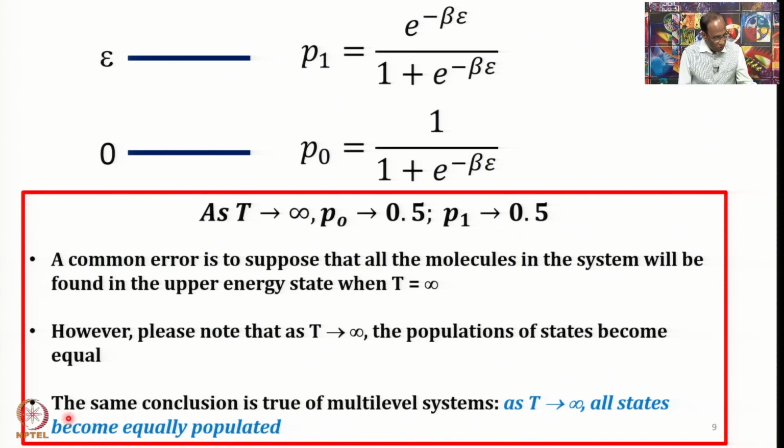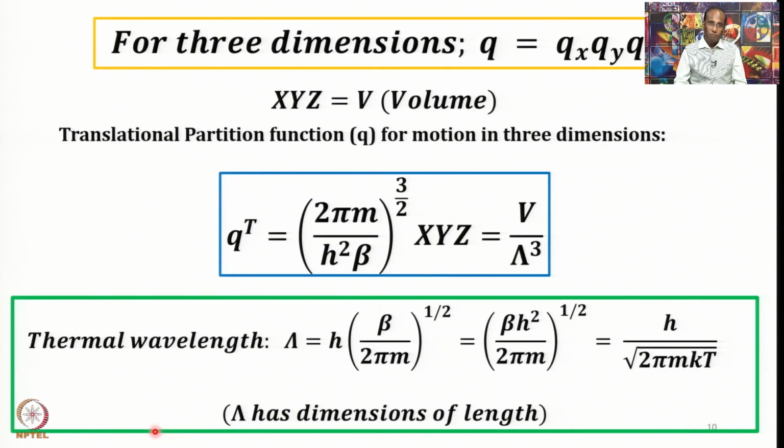So, that means this conclusion is also true for multi-level systems. As t approaches infinity, all states become equally populated. Remember this result, a quick result. When the temperature approaches infinity, all states become equally populated.